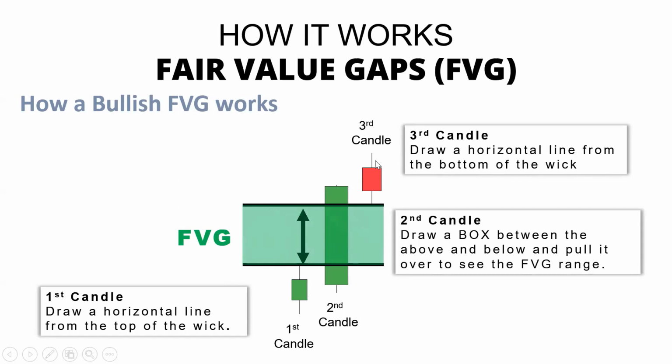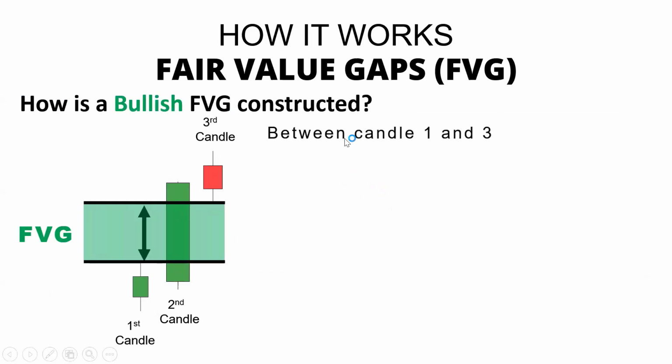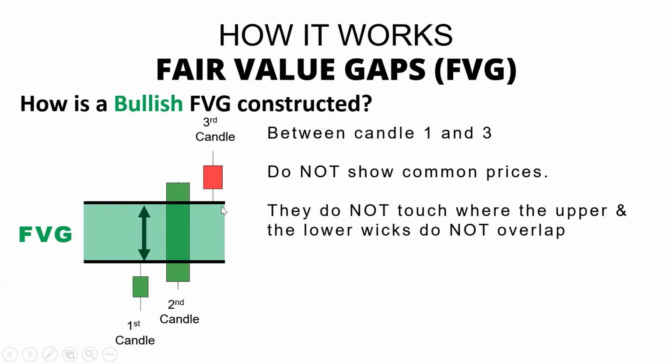So you have 3 candles. The first candle, you draw a horizontal line on the top of the wick. The third candle, you draw a horizontal line from the bottom of the wick. And the second candle, you draw a box between the above and below, and you pull it over to see the fair value gap range. So between candle number 1 and candle number 3, they do not show common prices. That is where the gap is formed. They do not touch where the upper and lower wicks are.